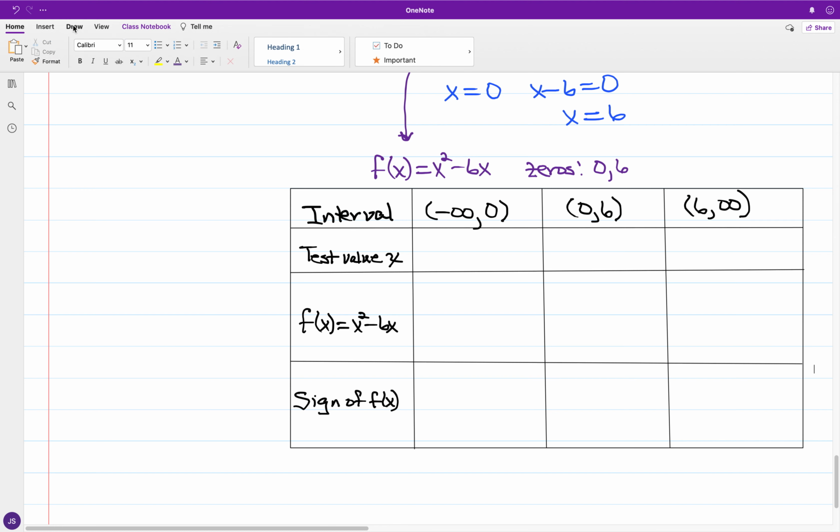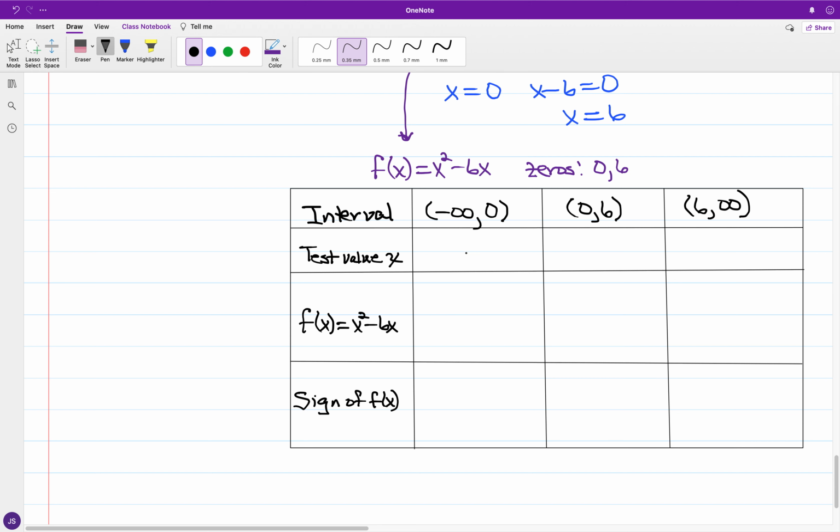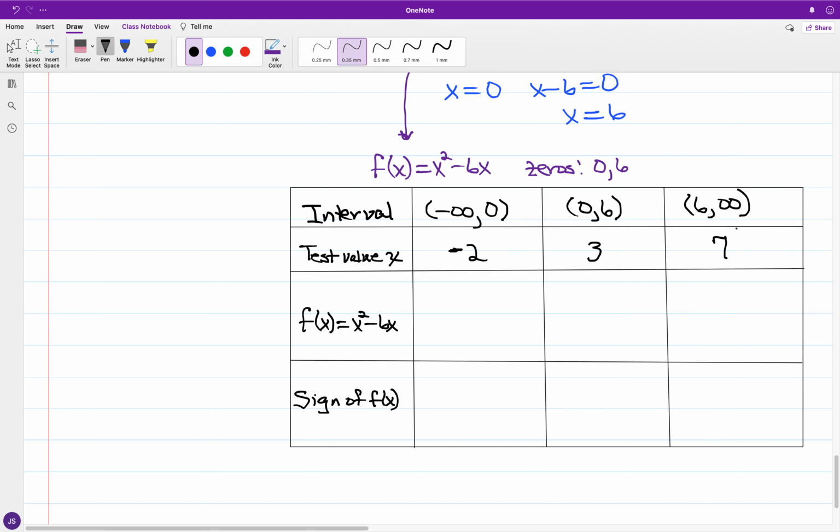Okay. So for the first part, anything less than 0, it's going to be a negative value. So I could go with, let's say, -2. Then anything between 0 and 6, I could choose 1, 2, 3, 4, 5 among the natural numbers. I'll just go with 3. And then anything greater than 6, I'll just go with the number 7. Okay, so looking at what we have and testing out f of x using the respective inputs.